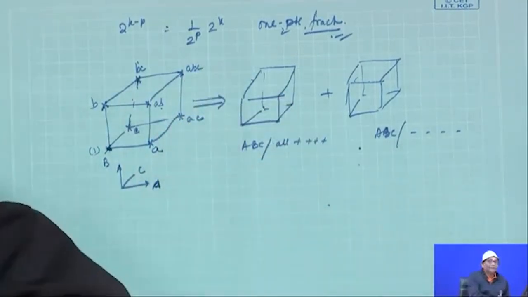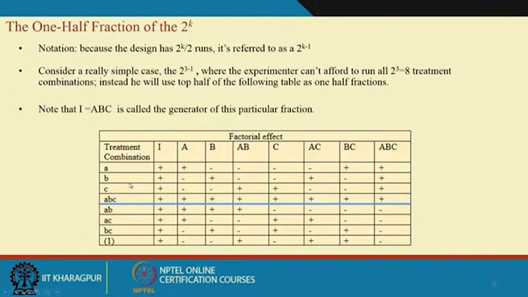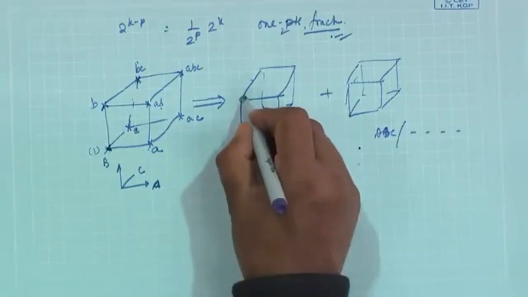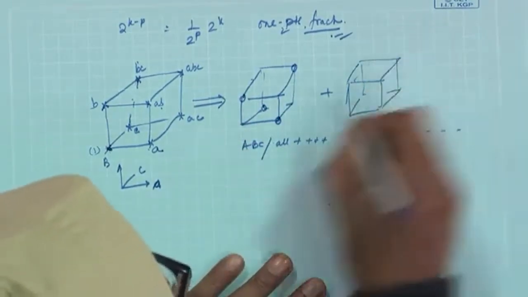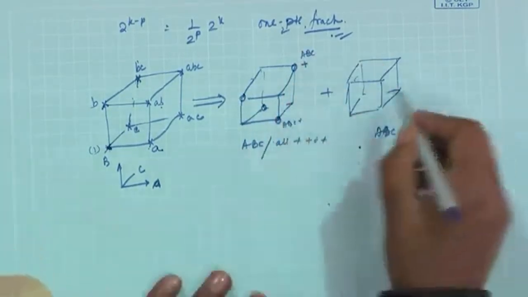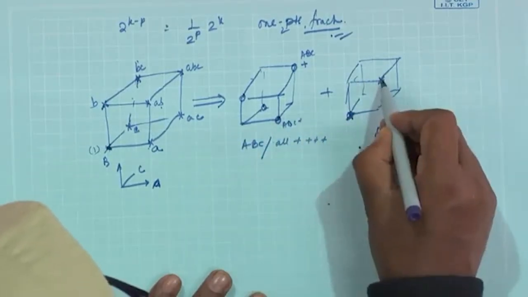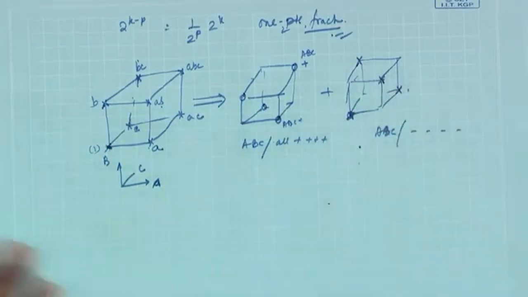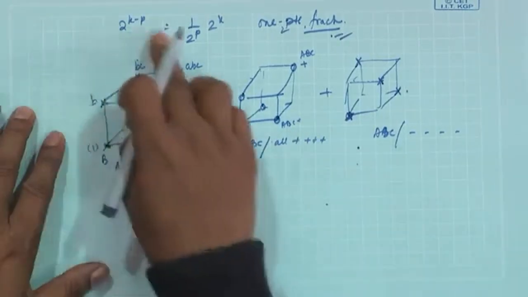Suppose if I go for, you see the slide now. If I go for ABC plus, then you are experimenting A, B, C and ABC. So, where is A? Your A, where is B? B, where is C? C and where is ABC? This. Then rest, these are all ABC plus, like this. So, rest will be ABC minus, this one and this one. This is called 1/2 of 2 to the power 3.